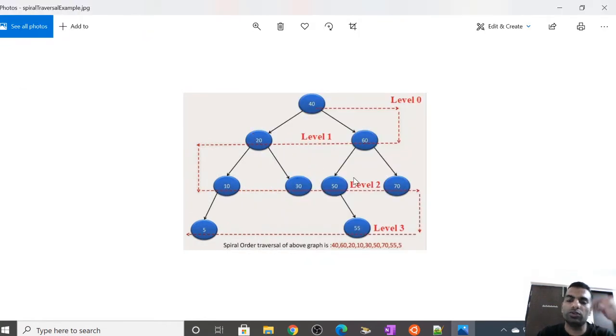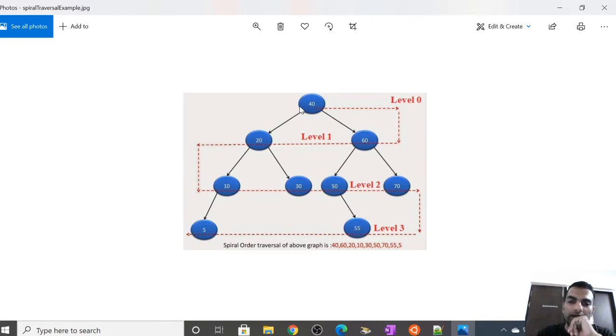So, in this binary tree, zigzag traversal means that when we are at level 0 we will be moving from left to right. When we are at level 1 we will be moving from right to left. When we are at level 2 we will be moving from left to right again, and when we are at level 3 we will be moving from right to left. So it means at all the even levels we will be moving from left to right, while at all the odd levels, that is level 1 and level 3, we will be moving from right to left.